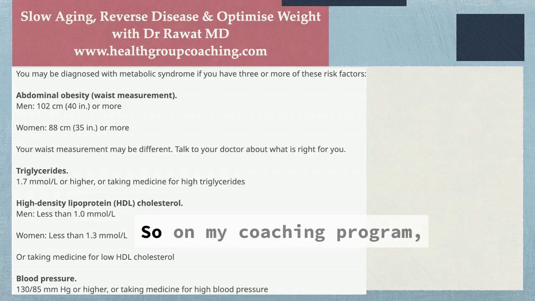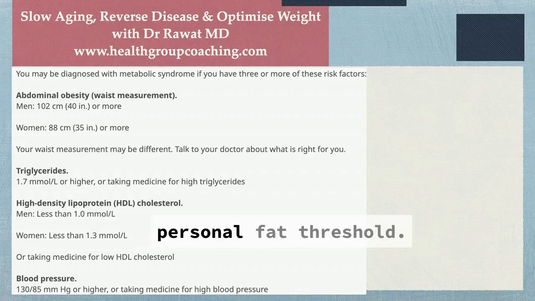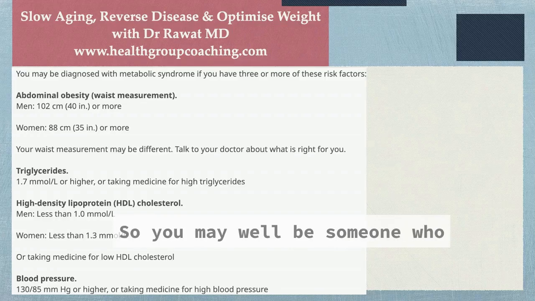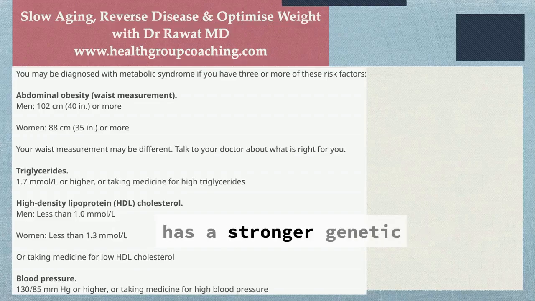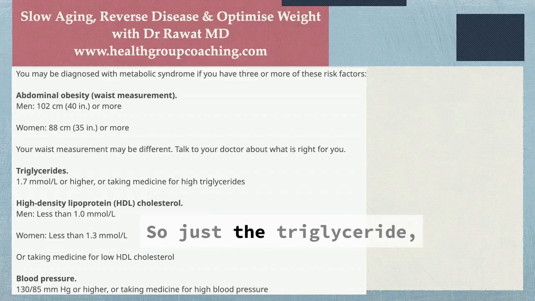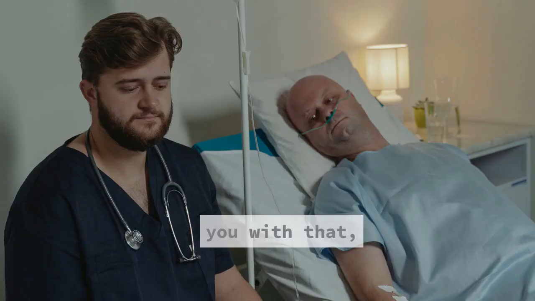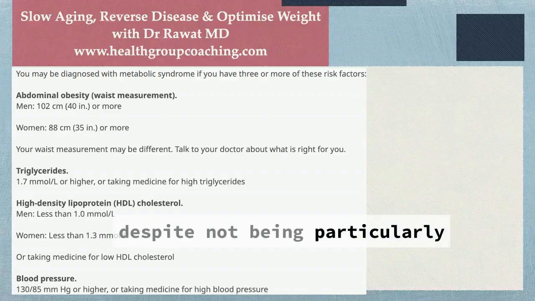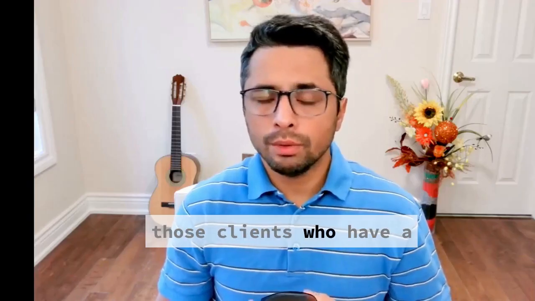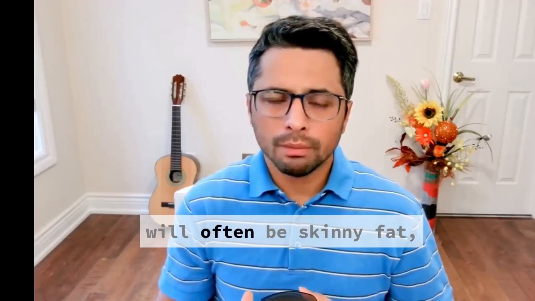metabolic syndrome. So in my coaching program, I do talk about the thrifty genotype hypothesis and the personal fat threshold. So you may well be someone who has a stronger genetic predisposition to having metabolic syndrome despite not being particularly overweight. So just the triglyceride, HDL, and blood pressure may be enough to diagnose you with that despite not being particularly overweight.